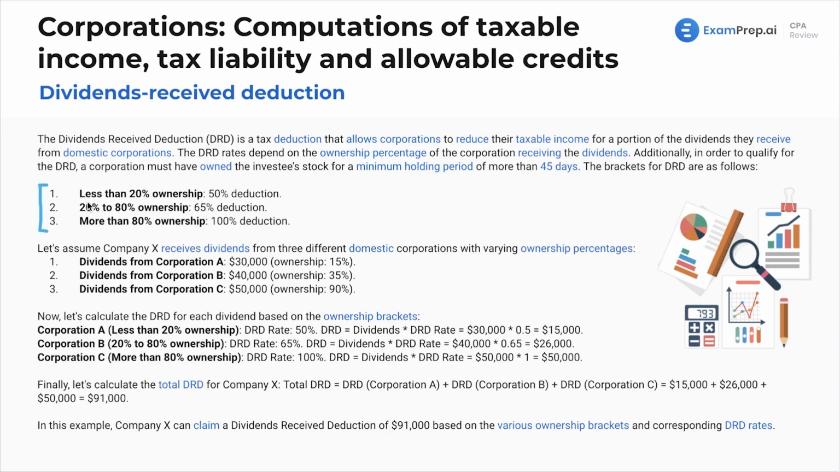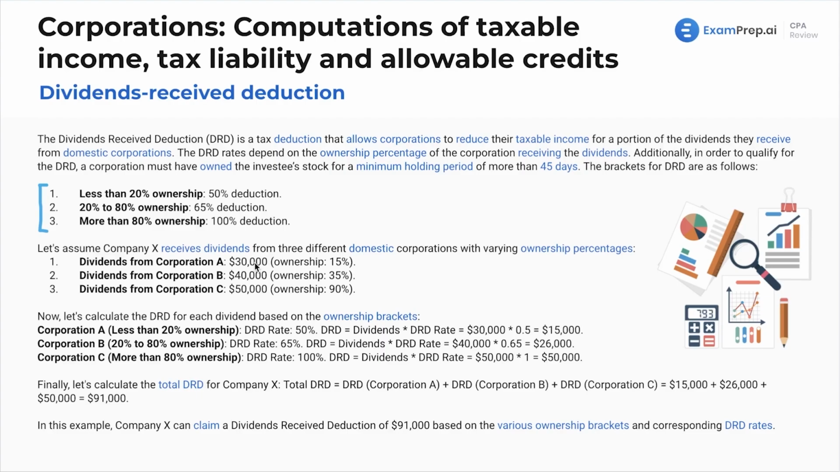Let's assume that company X receives dividends from 3 different domestic corporations with varying ownership percentages. So you could say something like Walmart owns stock in Lowe's, Home Depot, and some other company. This would be what we're talking about here. Dividends from A, B, and C. We see that we've got different dividends. We got in each rate, we've got a less than 20%, a between 20 and 80%, and then an over 80%. Now let's calculate the DRD for each dividend based on the ownership brackets.